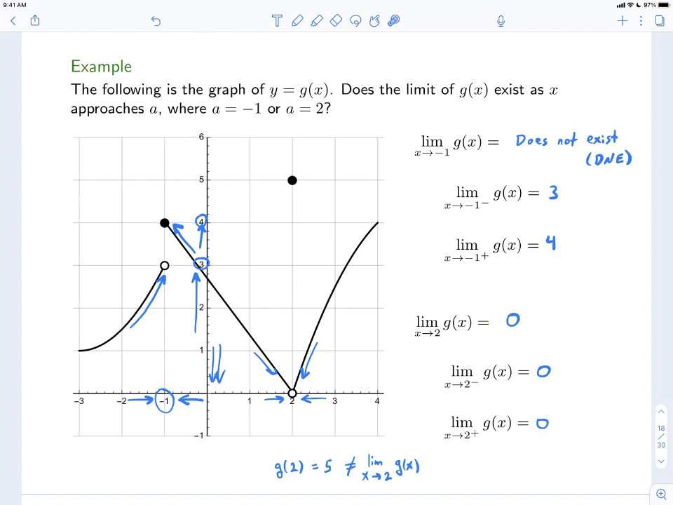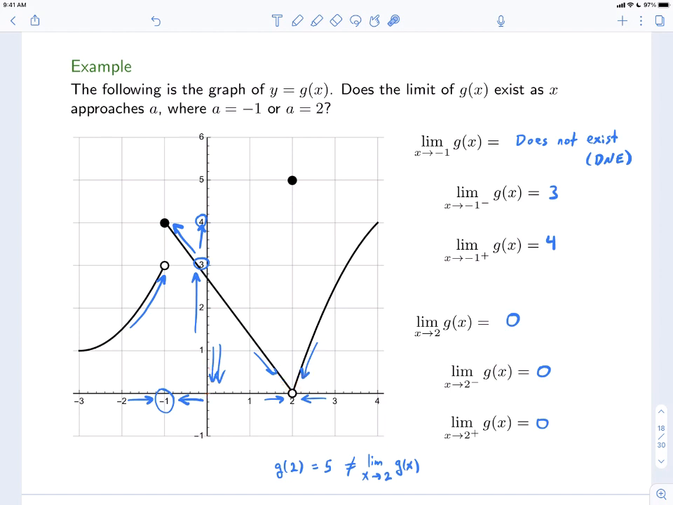When you're looking at a limit, you're not actually looking at what's going on at 2. So this is the limit as x approaches 2. You're not actually looking at what's happening at x equals 2. At x equals 2, the output value is 5. But when you're looking at a limit, you're looking at what's happening nearby. So as x is really close to 2, so just a little bit to the left or a little bit to the right, all of the y values are getting closer and closer to 0.